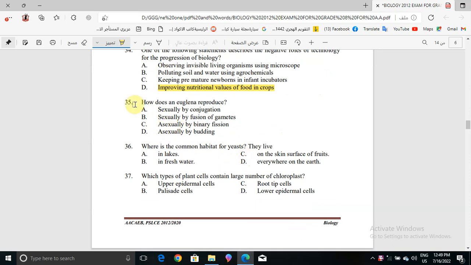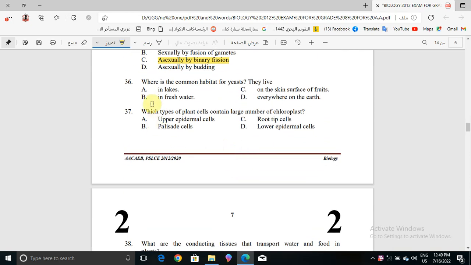Okay, now question number 35. How does an euglena reproduce? It reproduces asexually by binary fission. This is the reproduction of euglena. Now question number 36. Where is the common habitat for yeasts? They live on the skin surface of the fruits. This is the common habitat for yeasts.